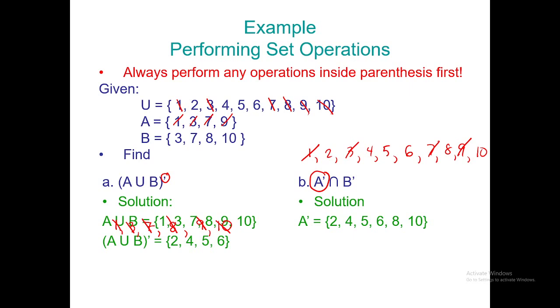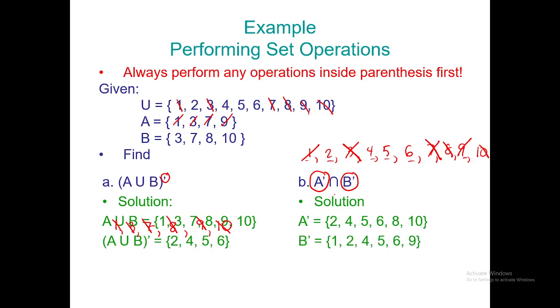What is B complement? I will remove 3. On the other side, remove 7, 8, or 10. What is left? 1, 2, 4, 5, 6, 8, 10. Okay. That is what is left.